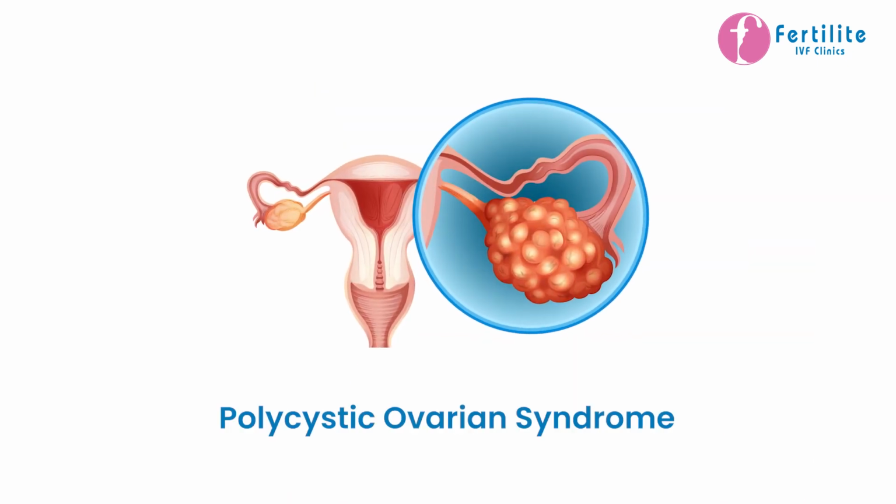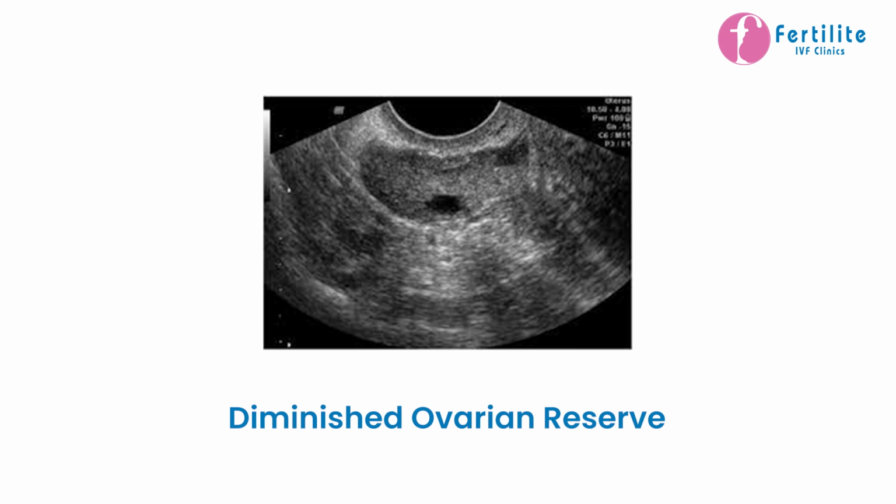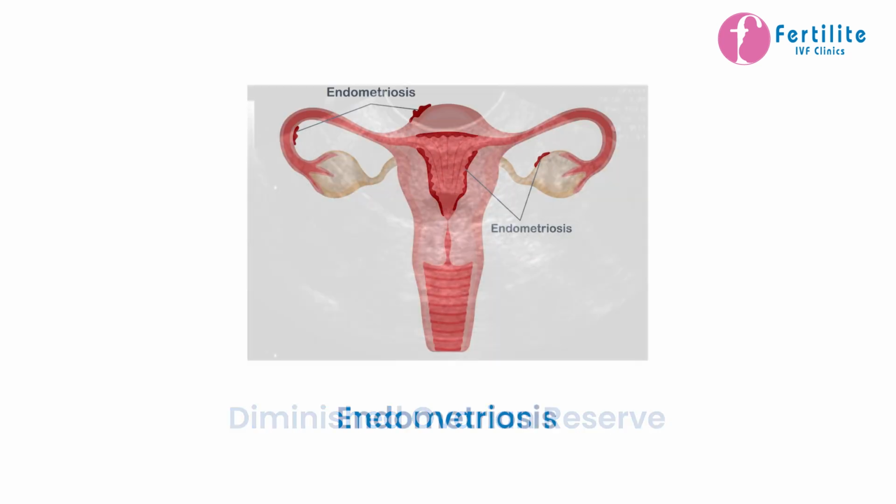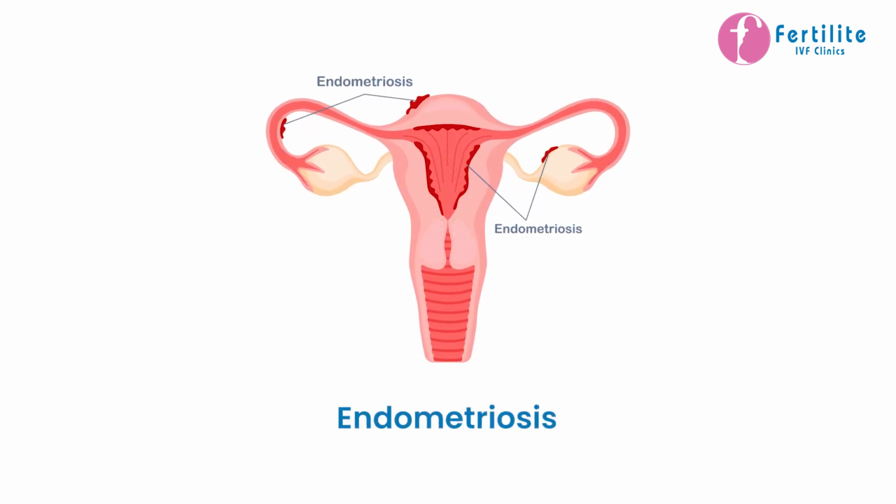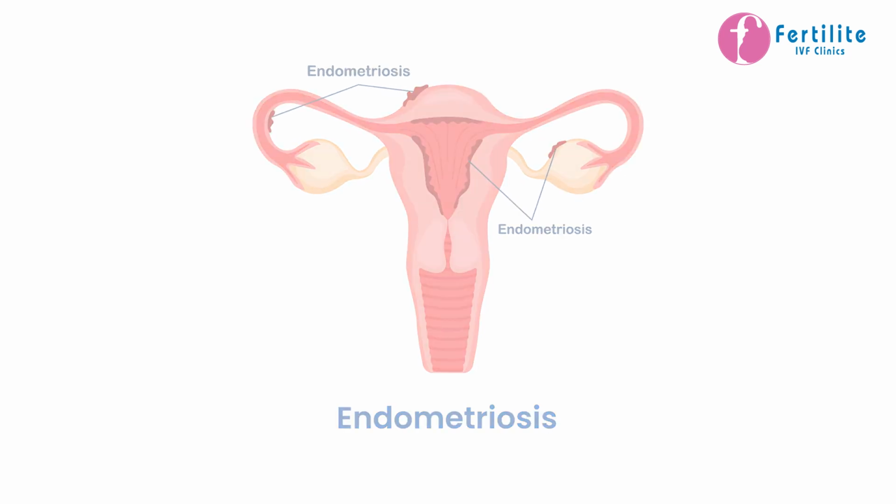When I talk about the ovary, the most common cause of infertility in women is polycystic ovarian syndrome. Also diminished ovarian reserve, where the ovarian reserve is very low. The third one is endometriosis, a condition where there is retrograde menstruation. The menstrual blood travels back along the tubes and gets deposited in the ovary. These are the major three things that we look for.